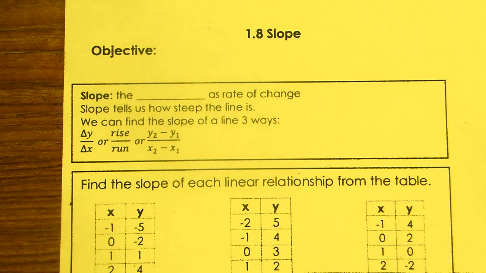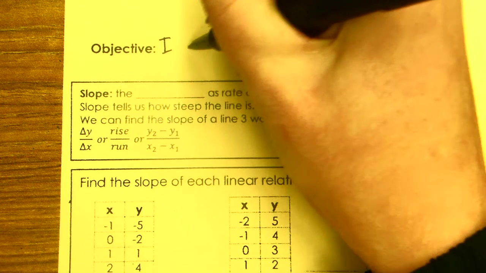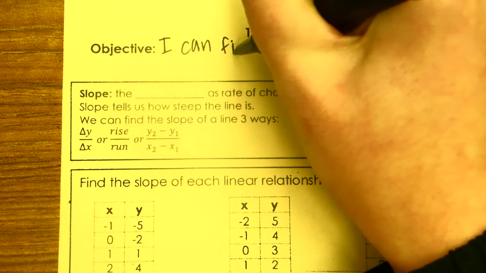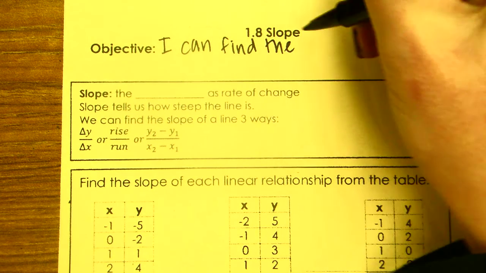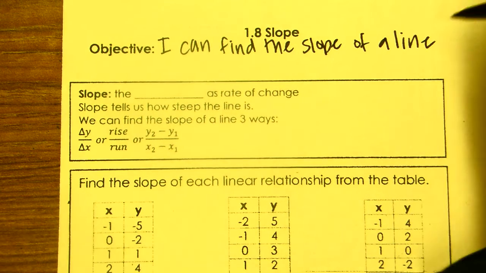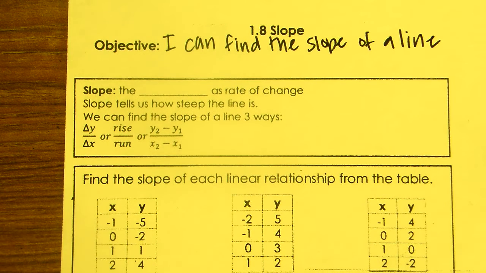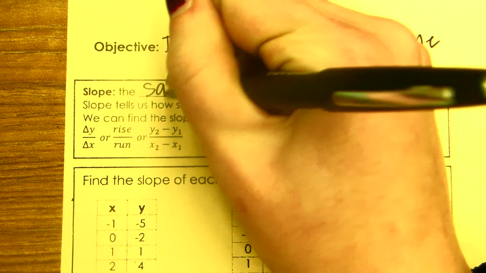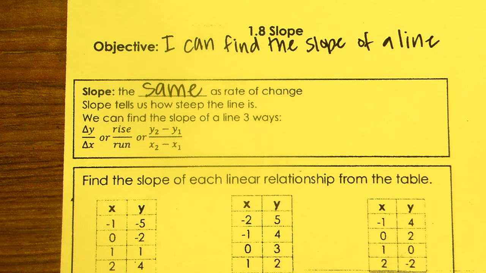This video is on slope. So the objective is I can find the slope of a line. So the slope is the same thing as rate of change, and slope tells us how steep the line is.